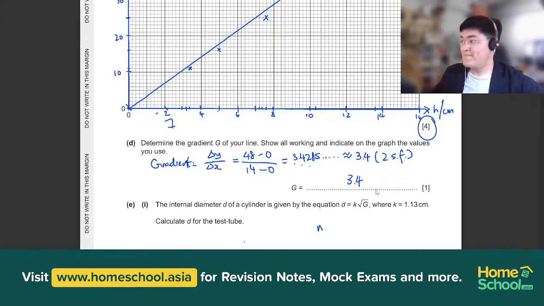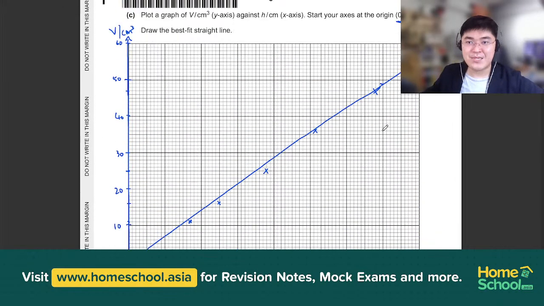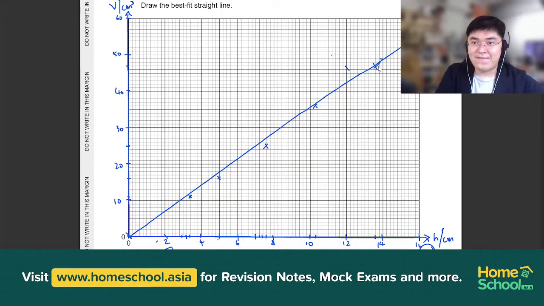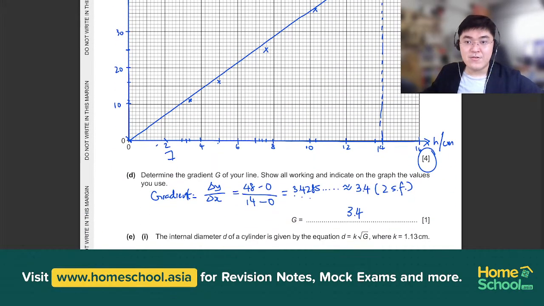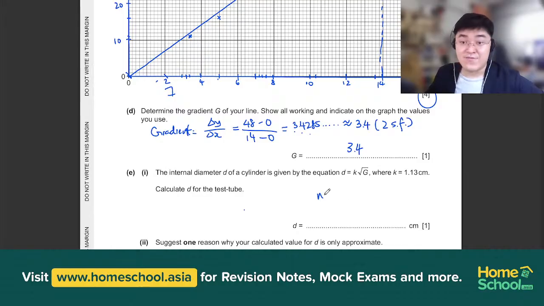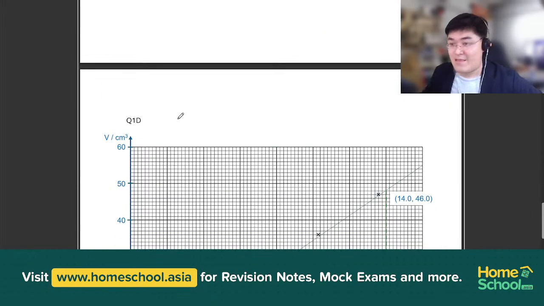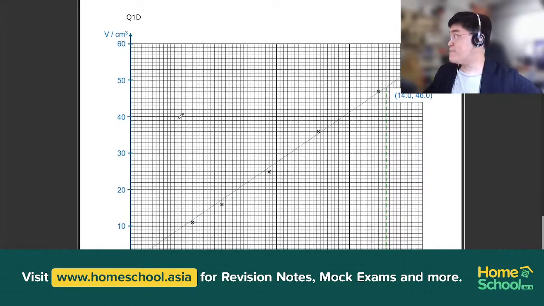As long as you use this sort of working, you should be able to get your 1 mark over here for your reading of gradient. So far everybody is good, looking good. Fantastic. Great. Let's take a look at the model answer.